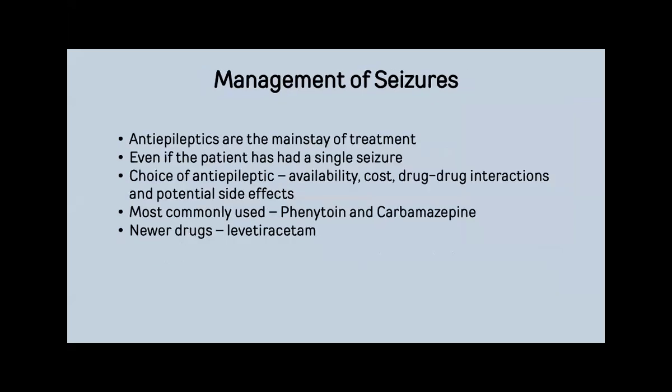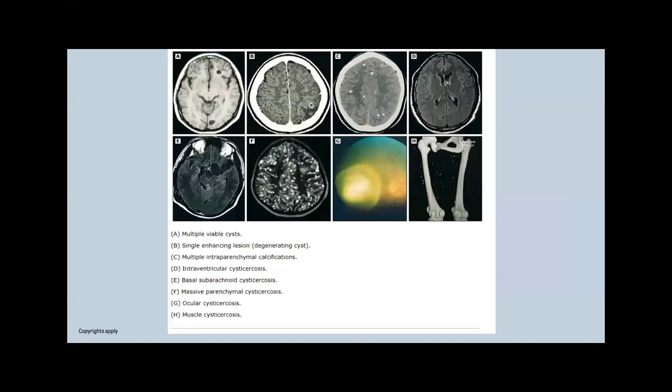And then in managing seizures, anti-epileptics are obviously the mainstay of treatment. Even if the patient has only presented with a single seizure, they need to be started on anti-epileptics. The choice of anti-epileptic is based on the availability, the cost, the drug-to-drug interactions, and potential side effects. Most commonly used are phenytoin and carbamazepine. These are just images of what neurocysticercosis looks like on CT and MRI scans.